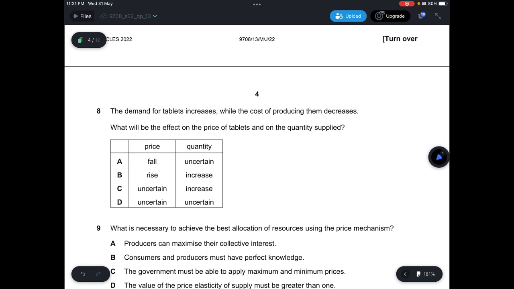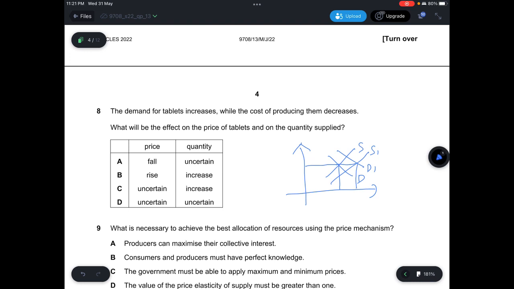Okay, so for question 8, the demand for tablets increases while the cost of producing them decreases. What will be the effect on the price of tablets and the quantity supplied? So this one will be your demand supply graph. The demand increases and the supply increases as well because the cost of producing them decreases, so the supply curve shifts to the right. Immediately you can see that there is an increase in quantity, but the price is uncertain. It could be the same price, it could increase or decrease, but there's no value to determine that.